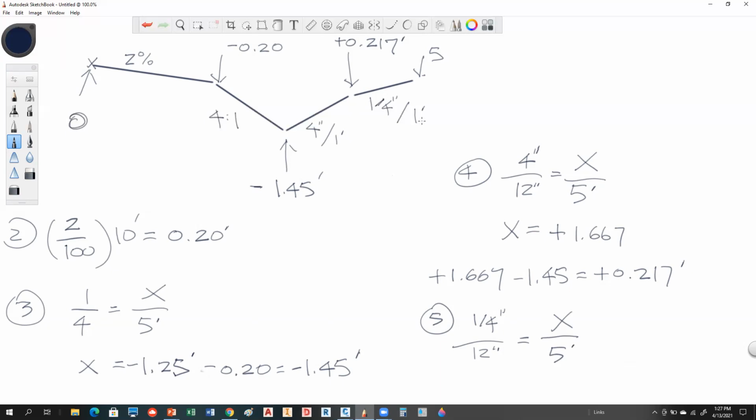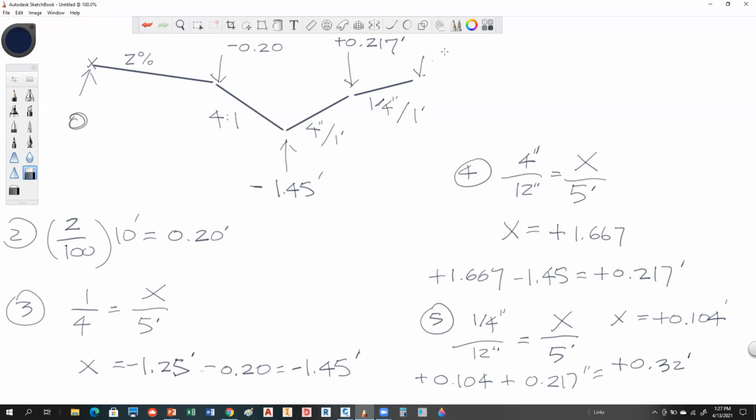0.25 times 5 divided by 12. I get X being a plus because it's going uphill, 0.104 feet. And so my actual answer is going to be 0.104 feet positive plus the 0.217. And we get a total number here of plus 0.32. Essentially, that's it.